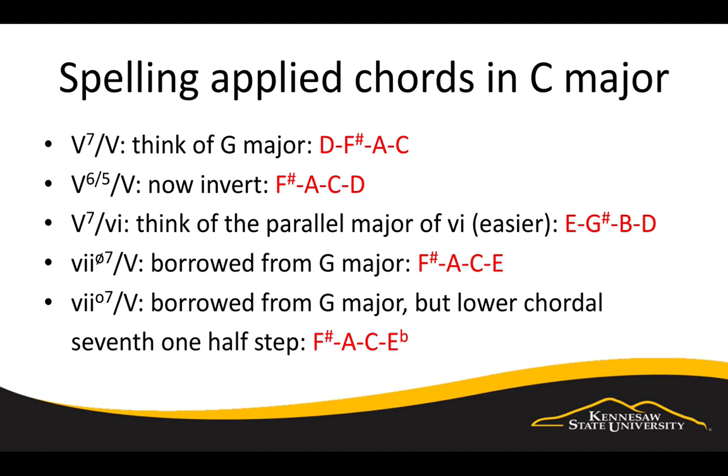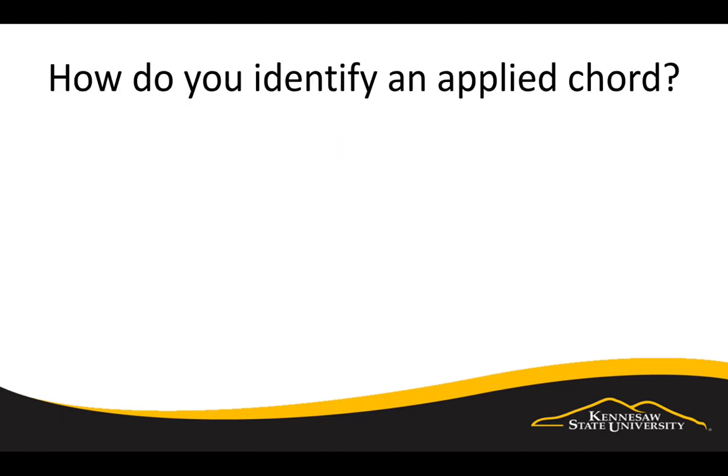The chordal 7th is derived from the parallel minor, or G minor. Okay? So instead of F sharp, A, C, E natural, we now have F sharp, A, C, E flat, sounding like this, moving to G, then back to C.